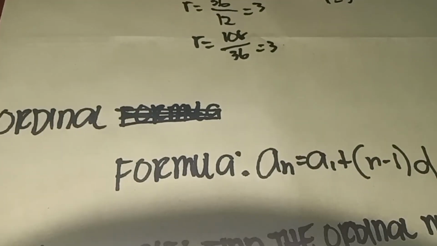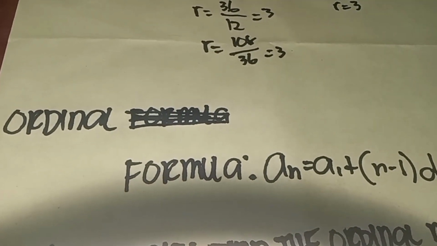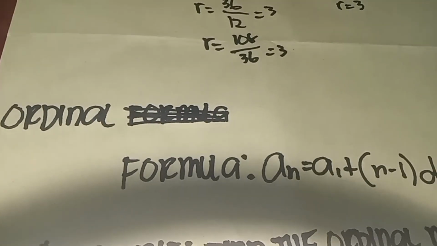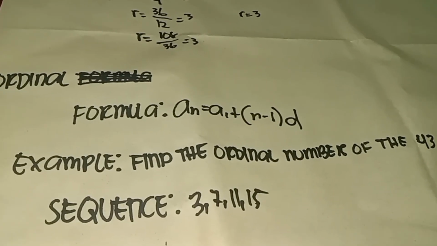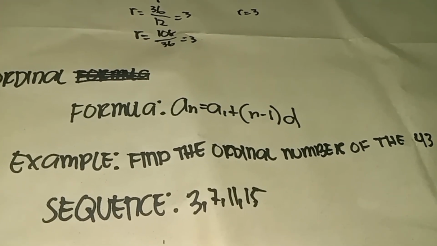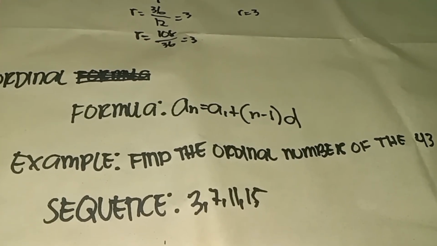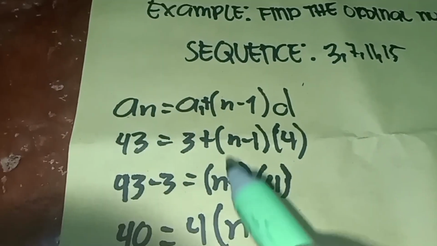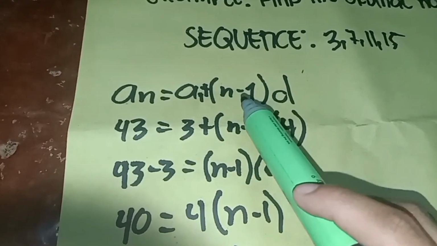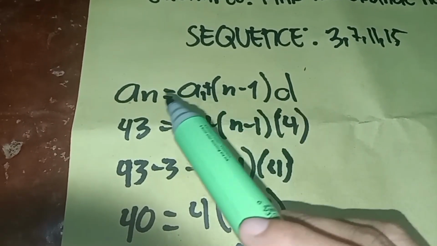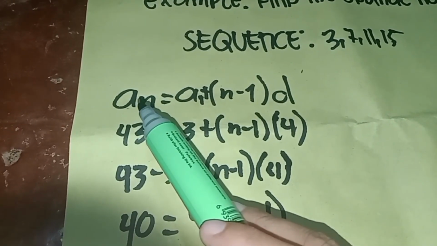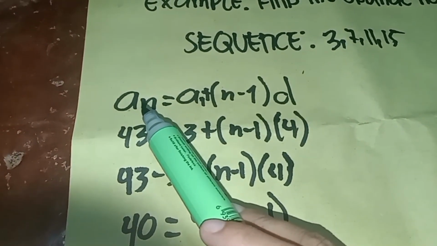Lastly, the ordinal number. The formula for the ordinal number is a sub n equals a sub 1 plus n minus 1 times d. Example, find the ordinal number of the term 43 in the sequence 3, 7, 11, 15. A sub n equals a sub 1 plus n minus 1 times d. Since we are looking for the ordinal number of 43, we replace a sub n with 43.